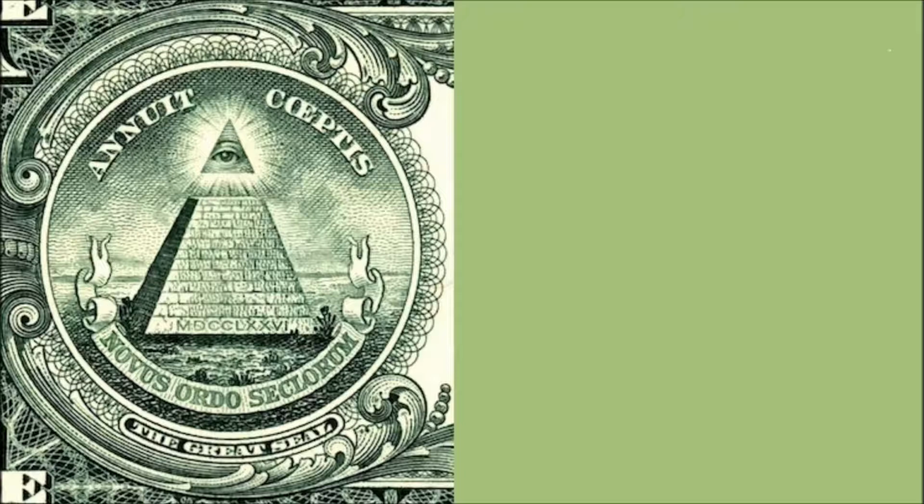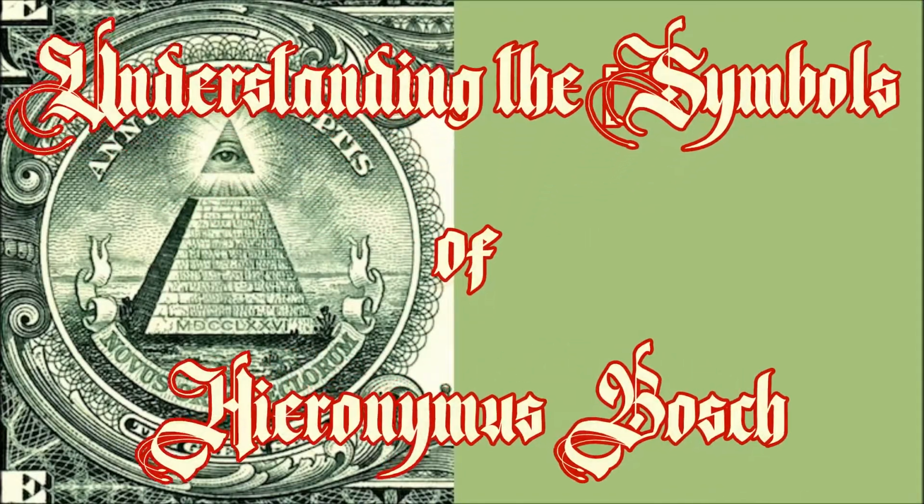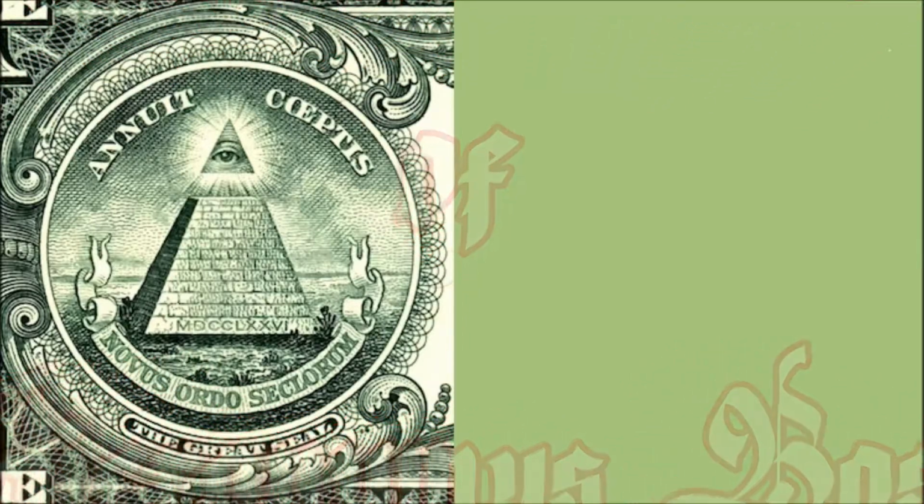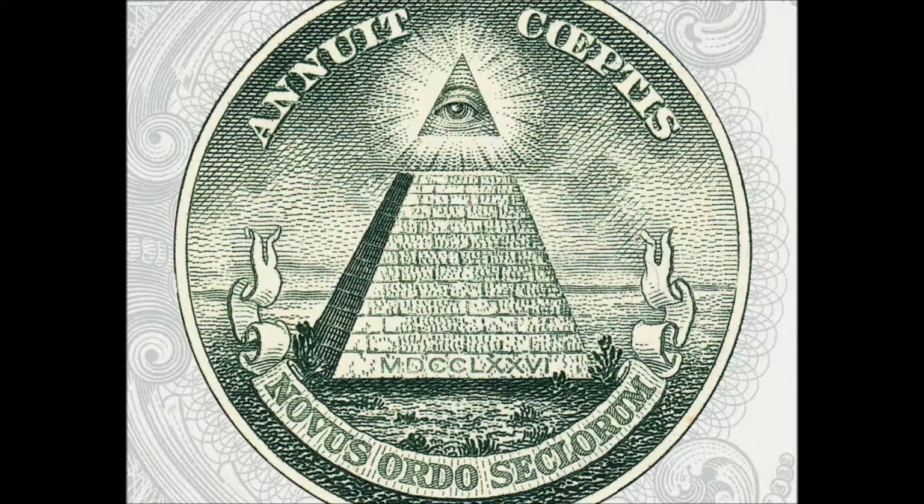And anyway, that's how you'd use the 5 principles of understanding the symbols of Hieronymus Bosch to explore the pyramid on the dollar bill. Anyway, I'm working on a book about the symbols of Hieronymus Bosch, and this business with the dollar bill just happened to come up. So it's kind of a leftover idea.